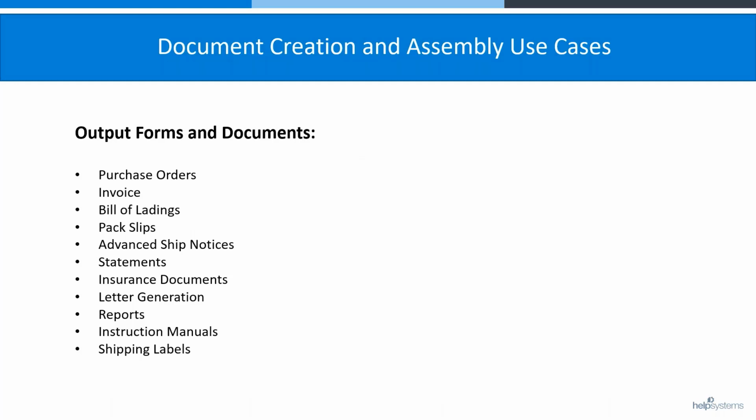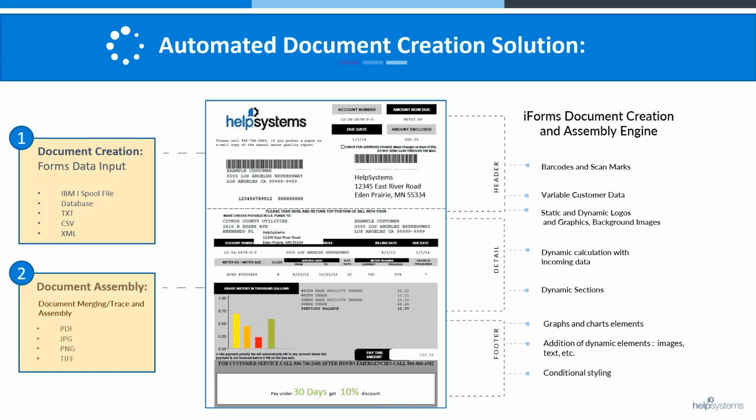And again, here are some of those use cases broken down here. Purchase orders, invoices, bills of lading, pack lists, advanced ship notices, statements, insurance documents, the letter generation process, reports. Reports are becoming big right now too. Instruction manuals, and also, like I said, shipping labels, being able to do 2D and 3D barcode functions, and then be able to pull those out of different kinds of data sources.